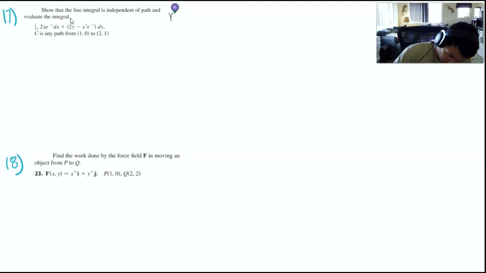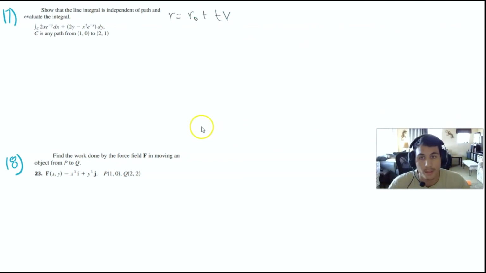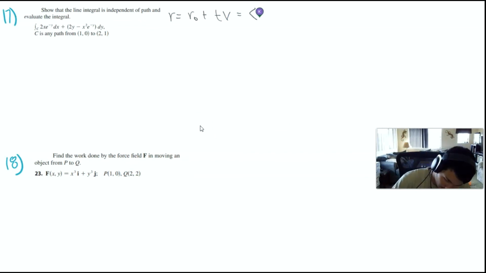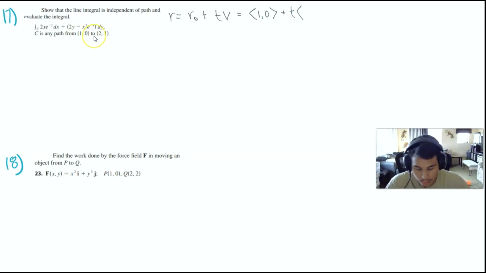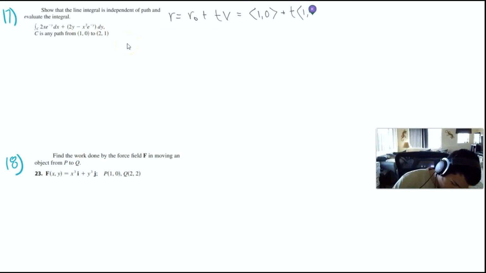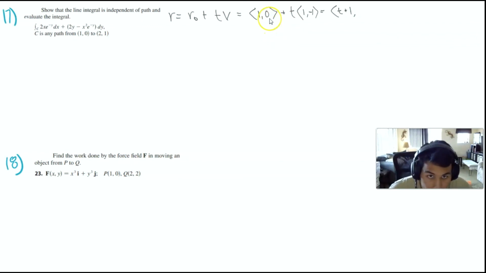So we can use r is equal to r0 plus tv. Then we see that r0 is 1 comma 0. And then what's v? Okay, so we go from 1 to 2, it's an increase of 1, and we go from 0 to 1, which is a decrease of 1. What does this mean? Well, this would be t plus 1, and then this would be 0 minus t, or let's call it minus t. This is r. Okay. But we don't really know what f is yet.